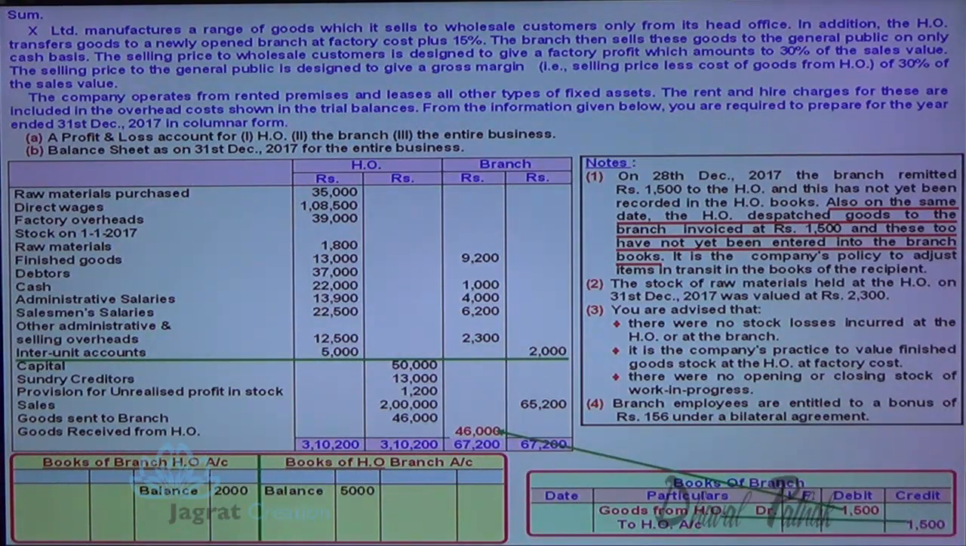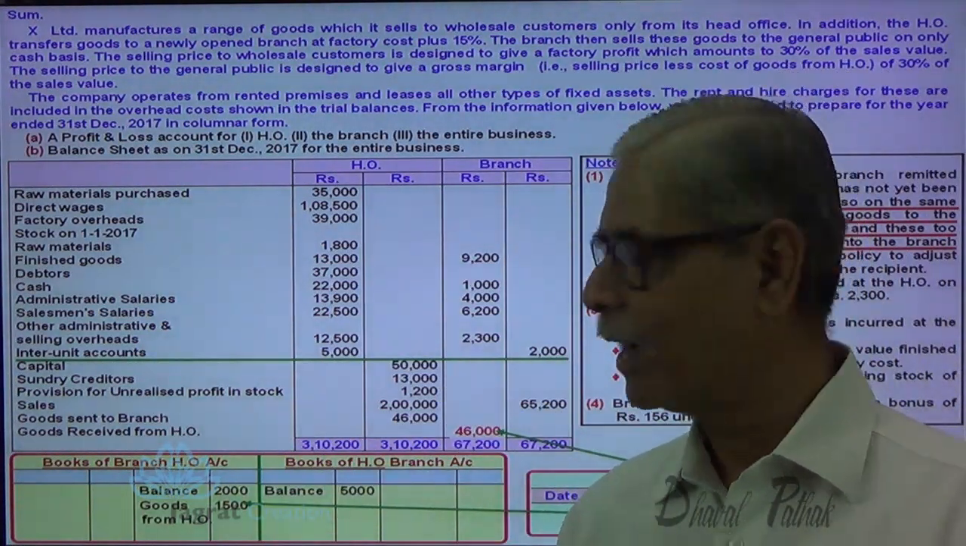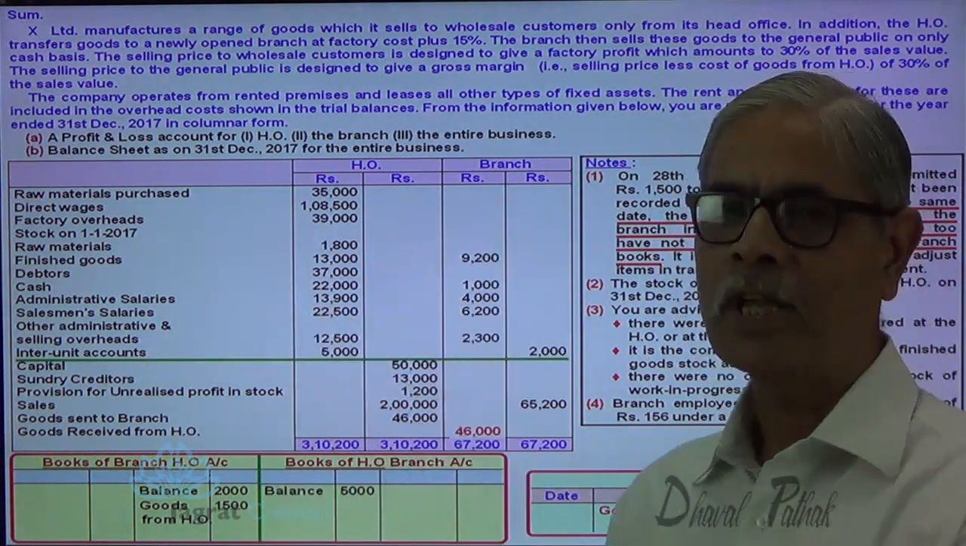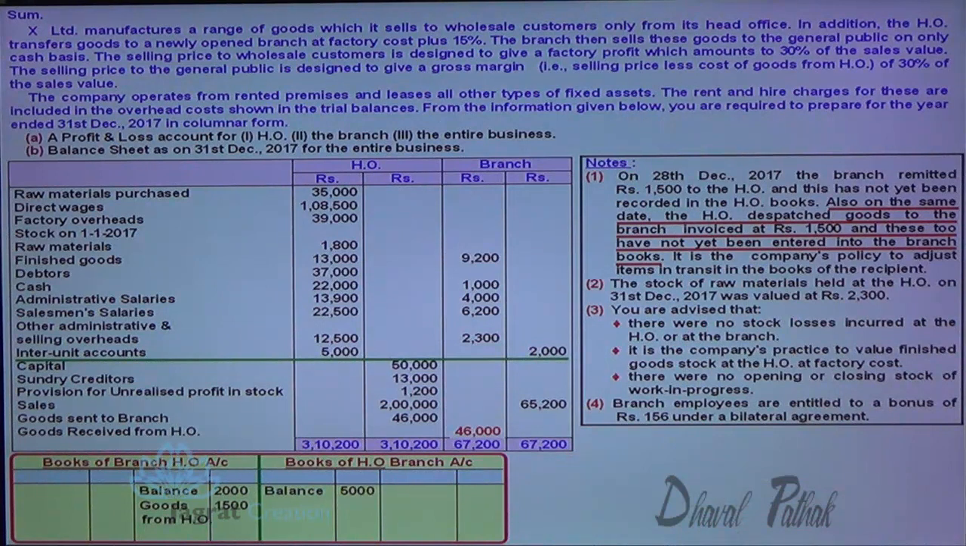So here 44,500 will become 46,000. This is the change that I have made. And here 2,000 was the balance and HO account is credited with 1,500. So this balance will now become 3,500. Now same way, I want to write the adjustment entry for cash in transit.